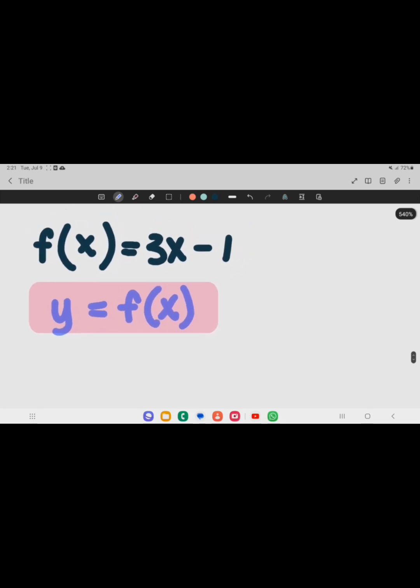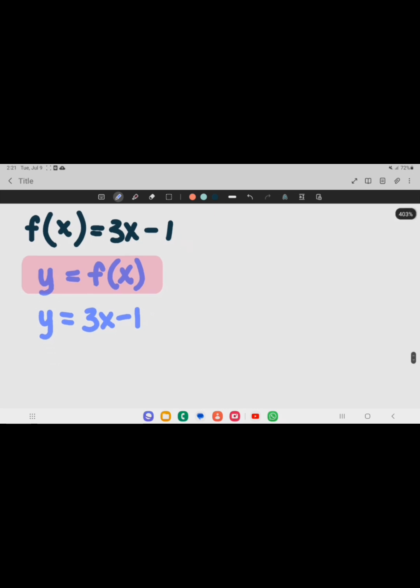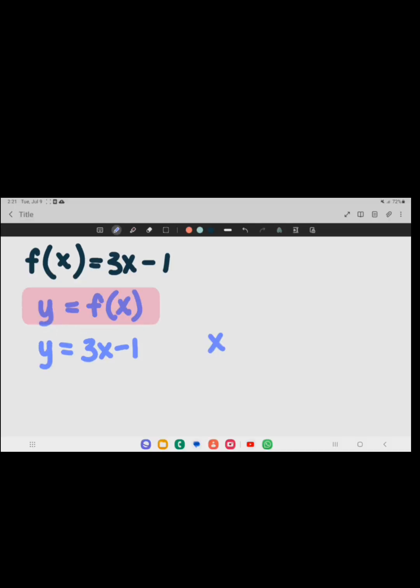And then continue. If y is equals to f(x), what is actually your f(x)? Your f(x) is also equals to 3x - 1, right? So when y is equals to f(x), your y is also equals to 3x - 1. After this, your aim is to find the x. Must make the x as the subject. So x = blah blah blah. This is what we call x as the subject.